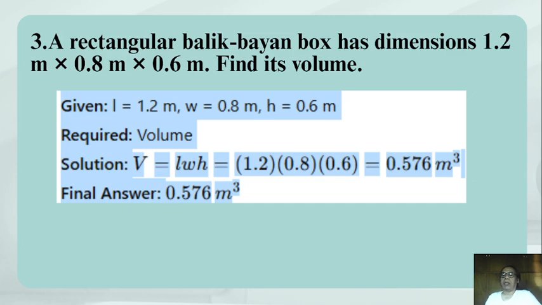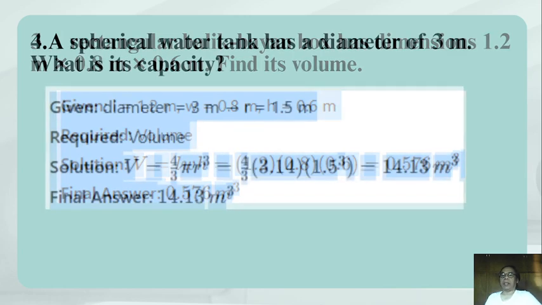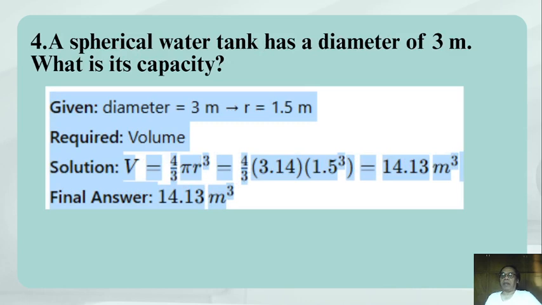So required: volume. So our solution, V equals L times W times H. Substitute the given data. The answer is 0.576 cubic meters. So the final answer is 0.576 cubic meter.